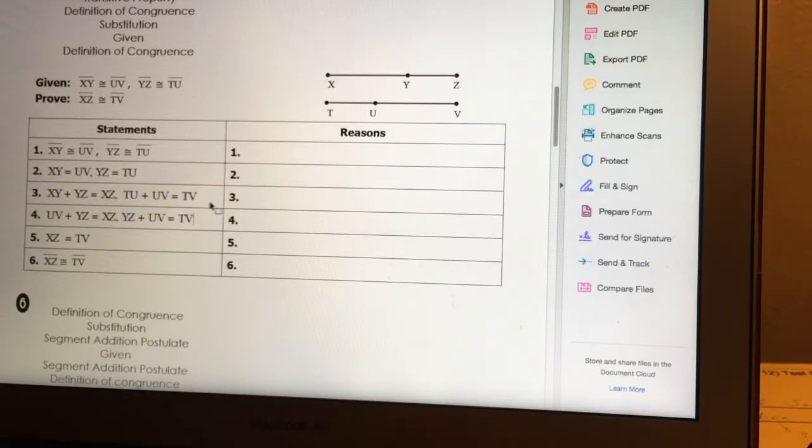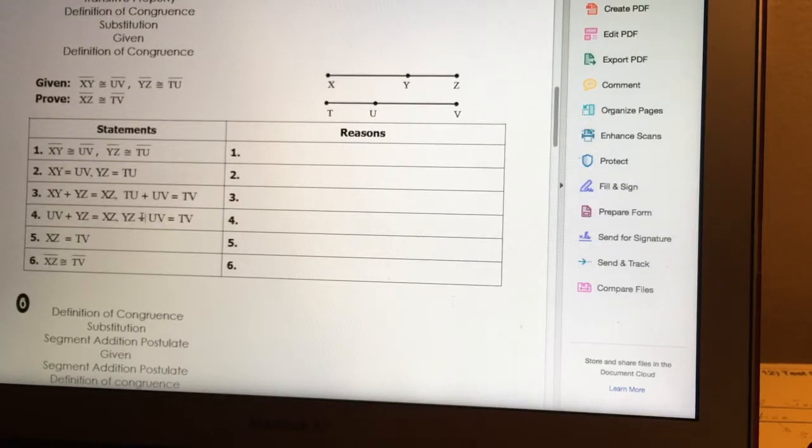So for number 4 is substitution property. So now, xz equals tv. And remember, we want to keep in mind what different options we have up here. We use segment addition, we use definition of congruence, we used given, and we use substitution. All that we have left is transitive and definition of congruence.